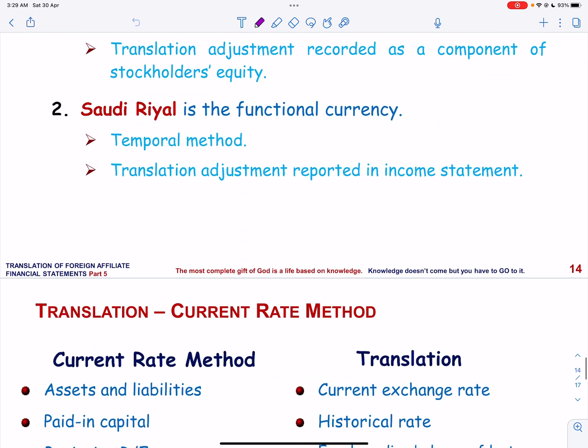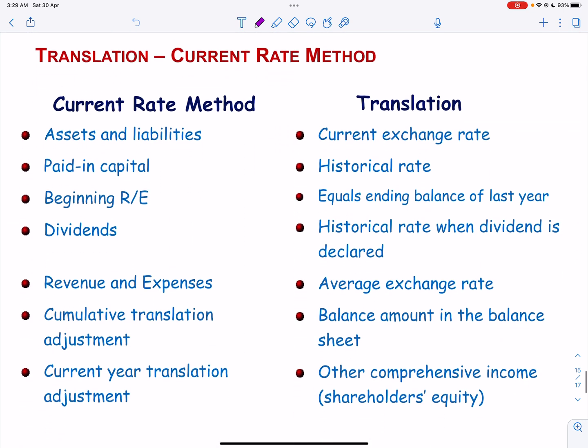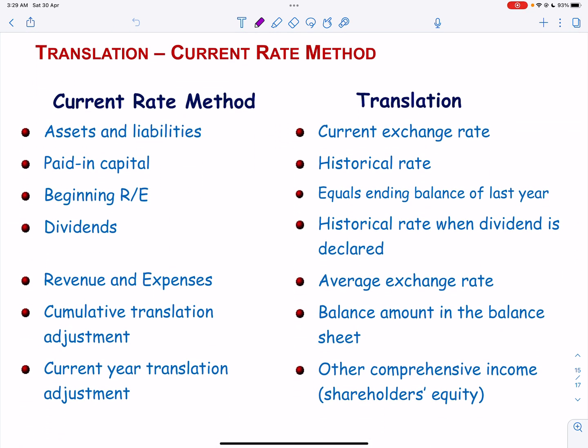Next, let us talk about the translation method, also called the current method. Just keep in mind that the adjustment will be recorded in the balance sheet into OCI. When the company translates current assets and current liabilities, then the company applies the current exchange rate. When the company translates paid in capital, then it applies the historical rate. When translating beginning retained earnings, it applies the ending balance of the prior year.